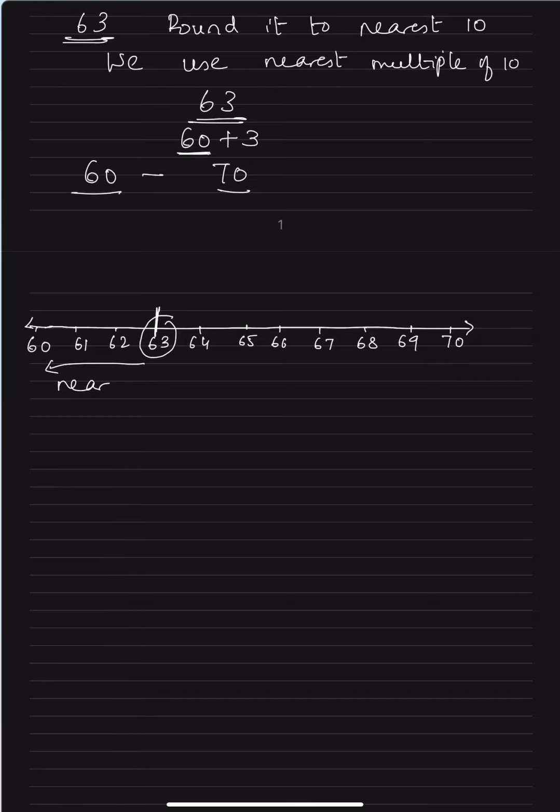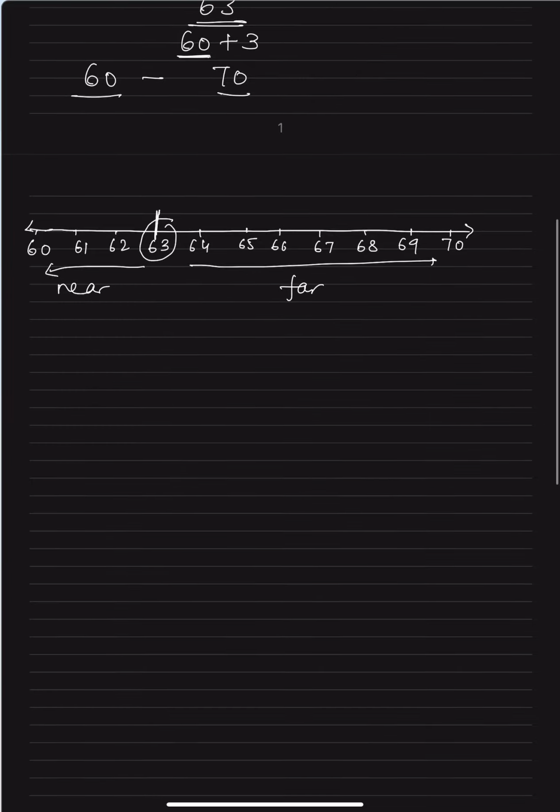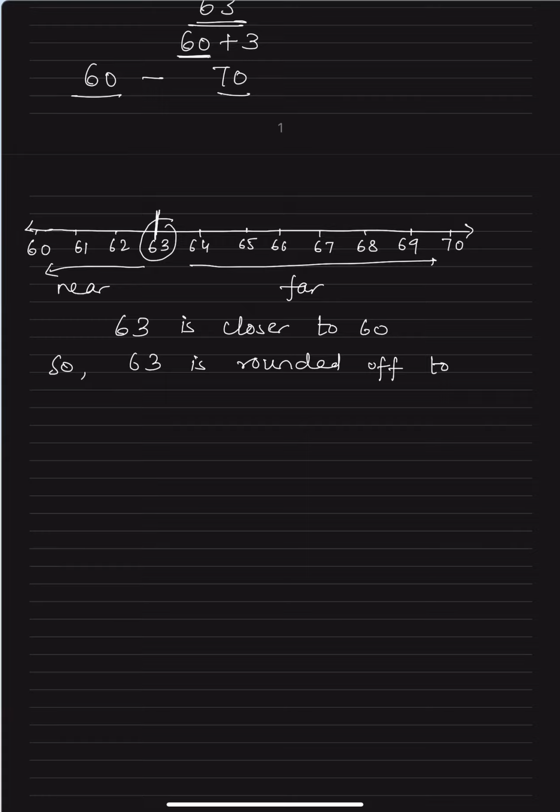This is the number 63. This is near and this is far. The distance is far. What is near? 60. So we will say that 63 is closer to 60. So 63 is rounded off to 60.